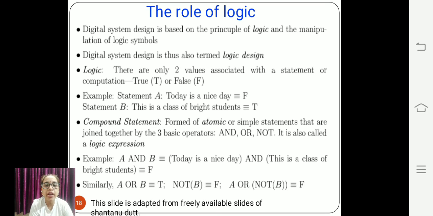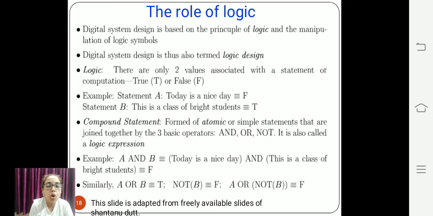So in place of A and B, I am putting the statements: today is a nice day, or this is a class of bright students. So the combination, taking the help of logic, I can write as F or T. That is nothing but false or true, that is true. We will study about these things later on. Right now, focus on this example only.